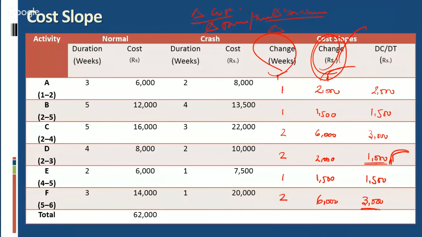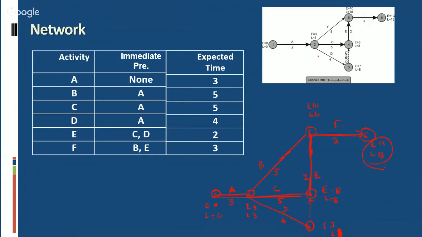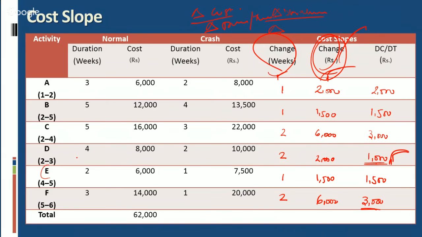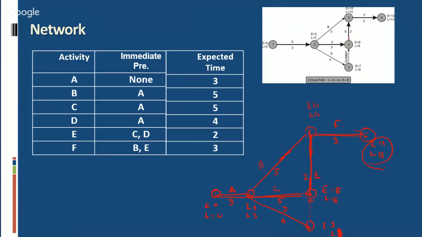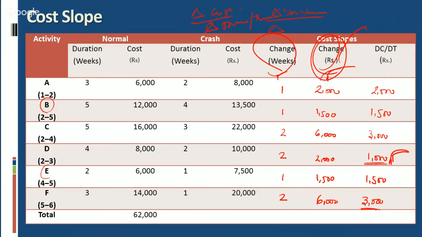Now, the second best option is E and B. Whether these two activities are lying on the critical path or not. Activity E and B. Activity E is lying on the critical path. Accordingly, we will crash this activity first. We can crash this activity only by 1 week.